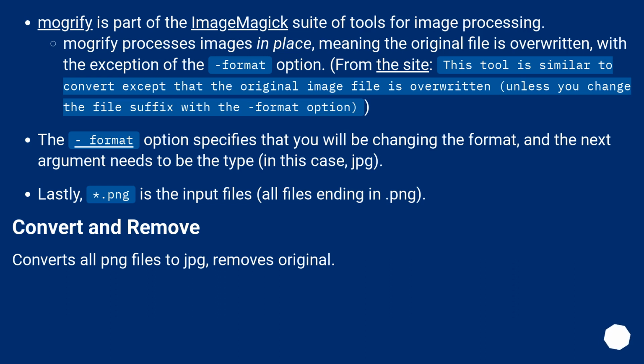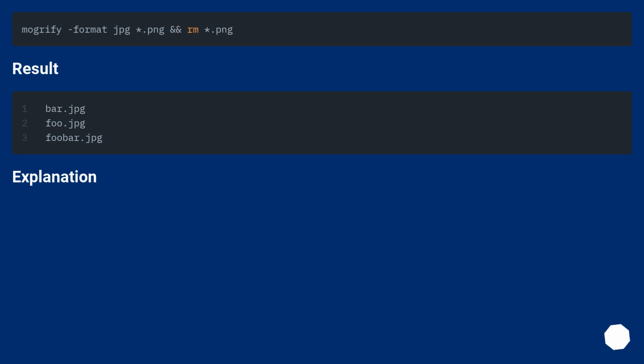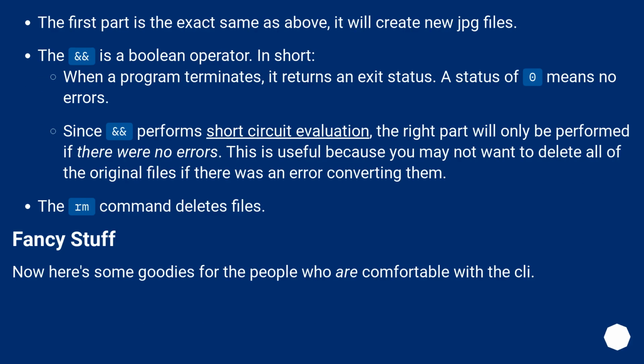Convert and remove. Converts all PNG files to JPG, removes original. Result. Explanation. The first part is the exact same as above, it will create new JPG files. The && is a Boolean operator.